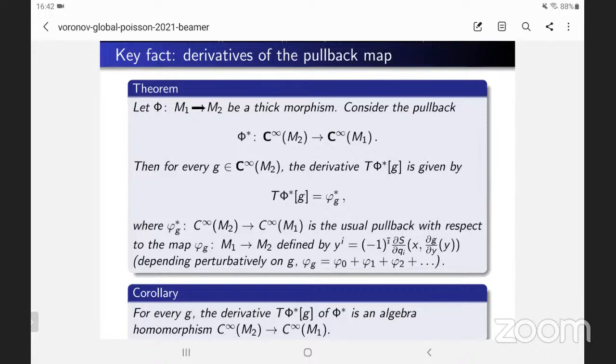And in particular, it's an ordinary pullback, in particular an algebra homomorphism. So we come to a very interesting class of maps between algebras with the following property. They're not linear, but the derivative, the linearization at every point, is an algebra homomorphism. Well, linearization is linear by definition, but it has an extra property. And actually, this extra property plays a huge role.